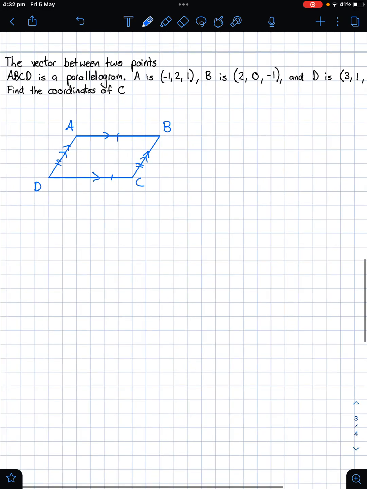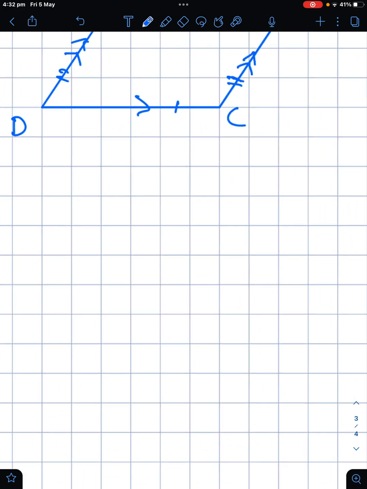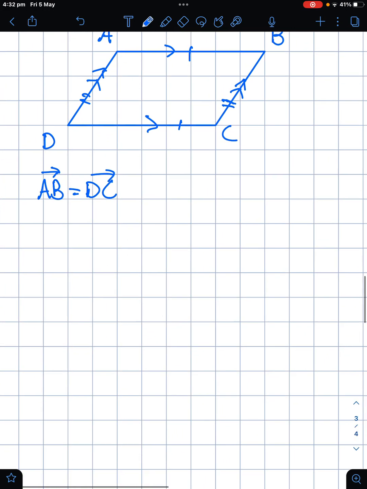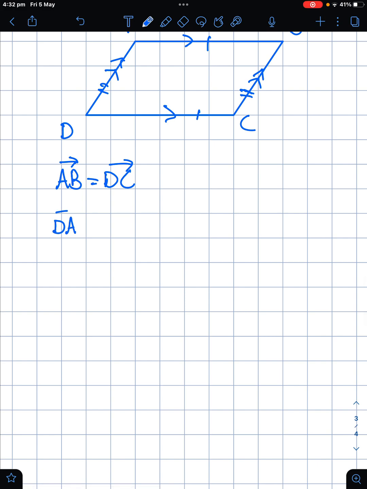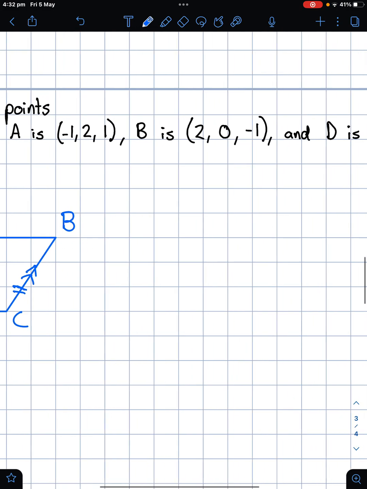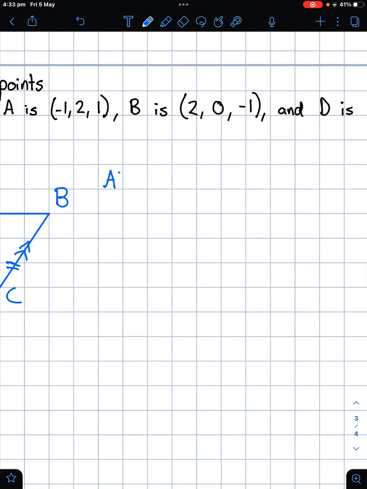So this means, just looking at the diagram, that our vector A to B is going to be equal to D to C. It also means that D to A is going to be equal to C to B. Either of these is fine, so we've got to work these out. Let's work out A to B first because we've got these coordinates. I'm going to skip a step this time: A to B is going to be equal to OB minus OA.